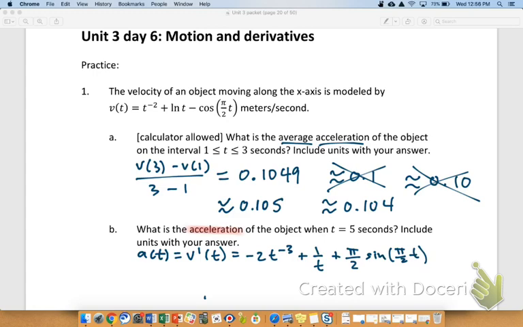Feel free to say something if that doesn't look right. Y'all okay with this? Where did that extra pi over 2 come from? Chain rule. You're right. You're right.